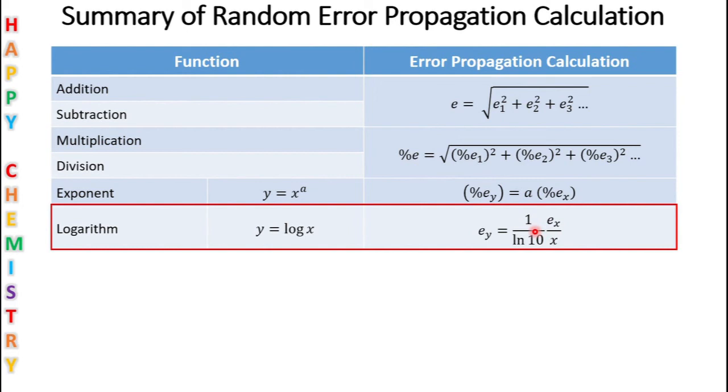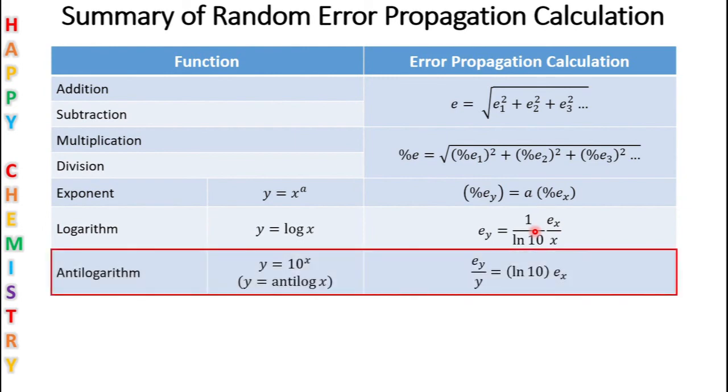Next, error propagation in antilogarithm. Here, the resultant absolute uncertainty is calculated. This is done by multiplying the terms natural log 10, absolute uncertainty of the argument, and the value of the solution.